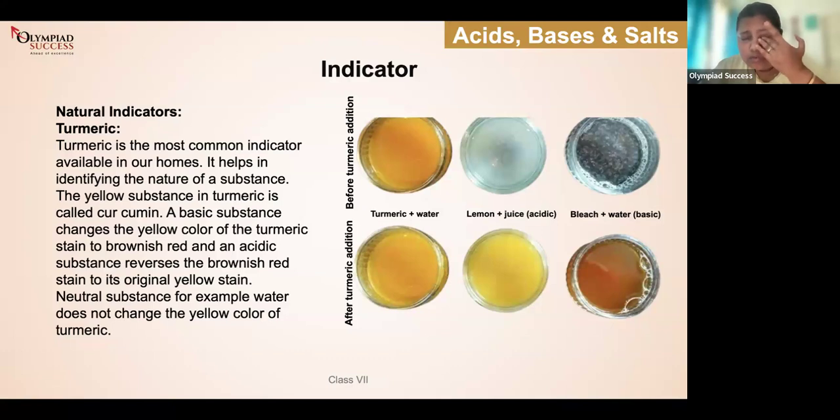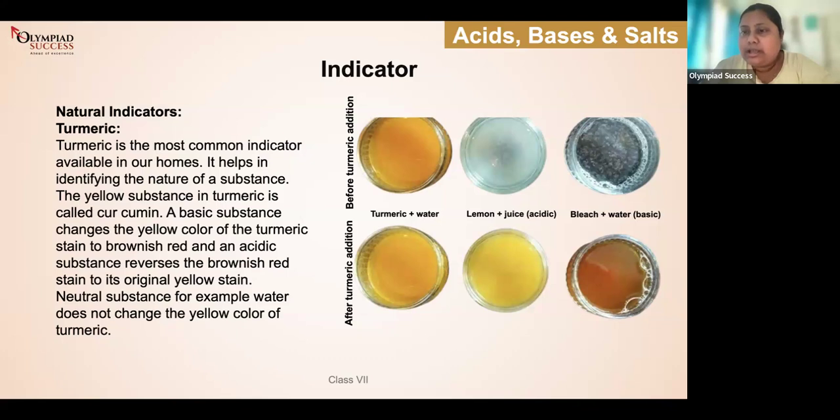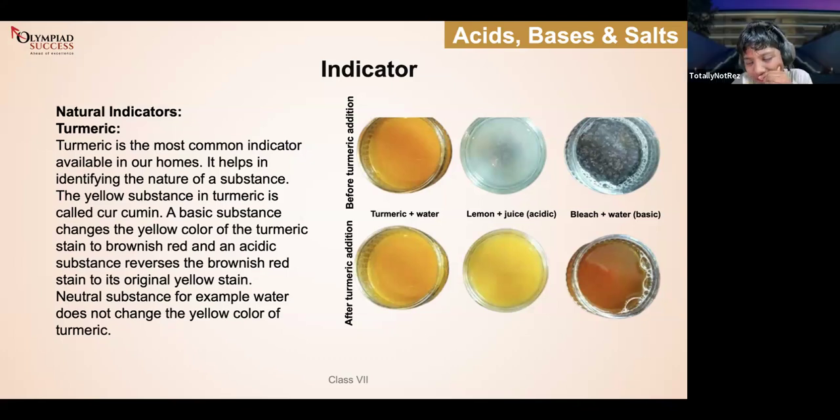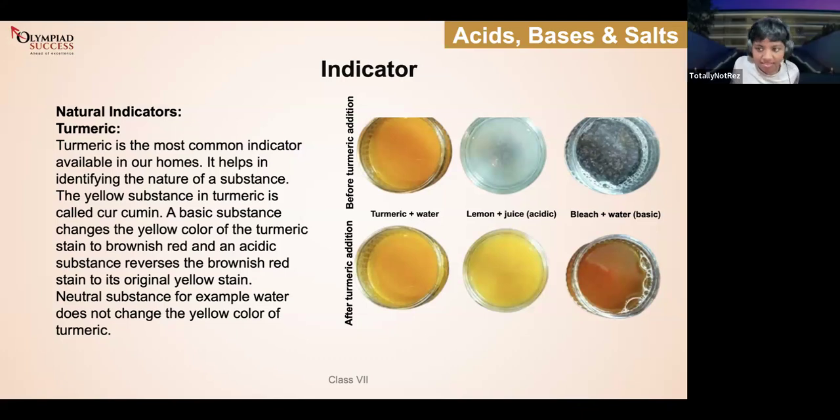So suppose you have put a turmeric stain on your white shirt, and mama adds detergent and washes it. What will be the change in color? Rust red, or dark red in color, because soap is basic. Clear?